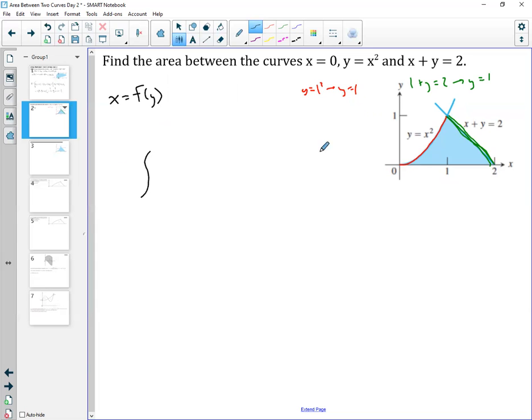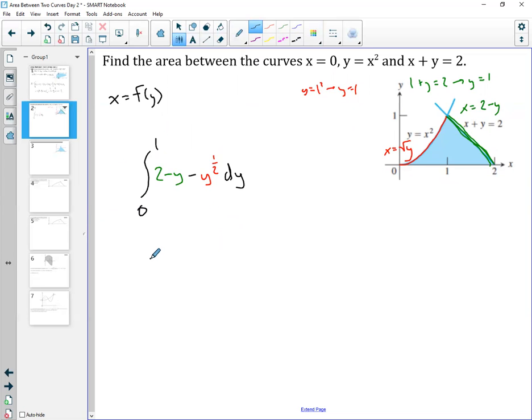I'm going to do it in terms of y then. So the y's go from 0 to 1. And if I want to do it this way, then I have to solve this for y. So this is x equals 2 minus y. And this is x equals the square root of y. Okay, so now I do the right curve, which is 2 minus y, minus the left curve, which is square root of y. I'm going to call that y to the 1/2 because math.